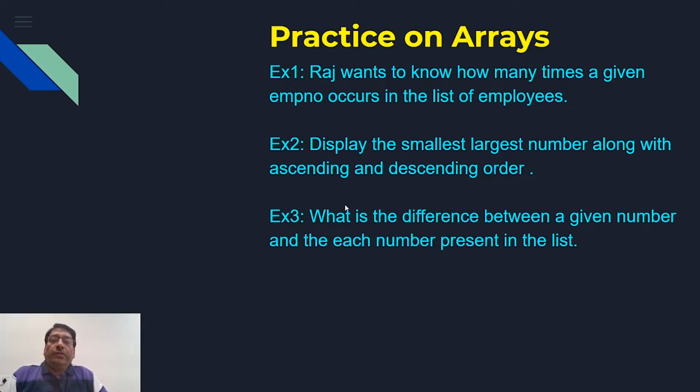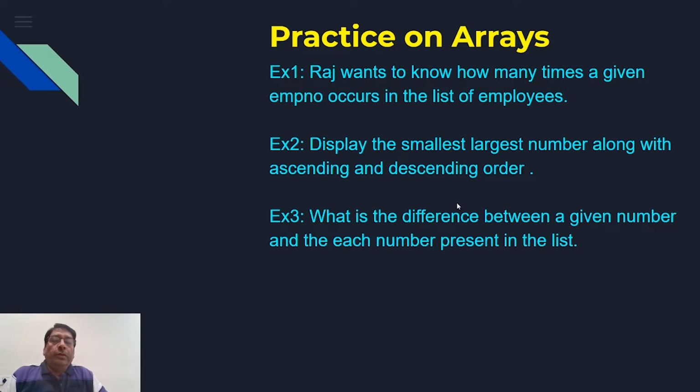Okay. The next one that you have: what is the difference between a given number and each number present in the list? So what are you going to do here? You are going to accept some numbers in the list, say 10 numbers, and then you will ask the user to enter a number. And if the user enters a number, you need to find out the difference between the given number by the user and the numbers that are available to us in the list.